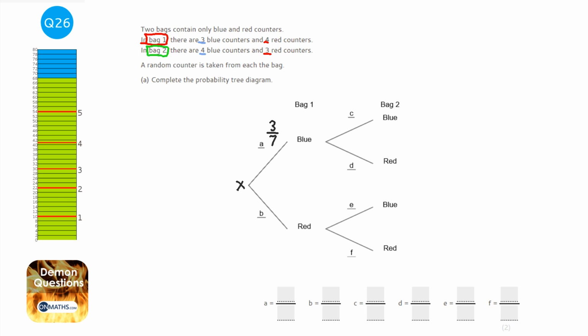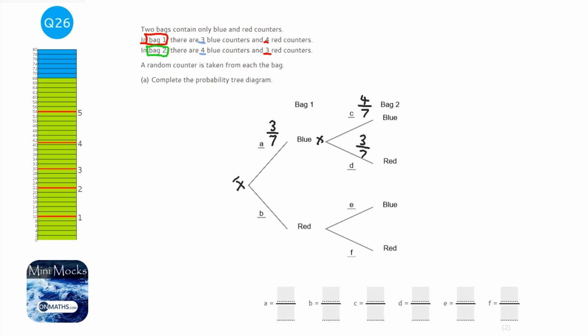So we move on. We've picked a blue from bag 1, so we're currently here, and we look at bag 2. Well, in bag 2 there are 4 blue counters and 7 in total. Let's go back a little bit, to if we picked a blue in bag 1. Well, we could have picked a red in bag 2. So there are 3 reds and 7 blues.